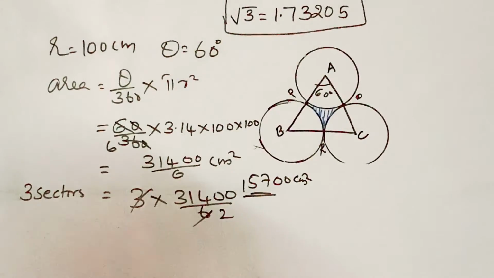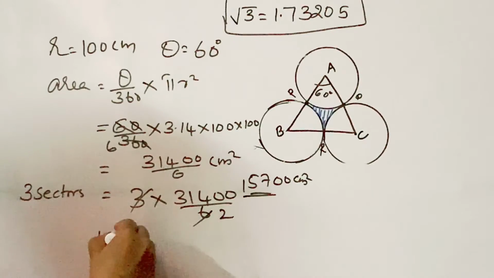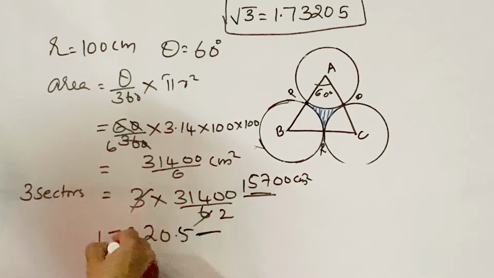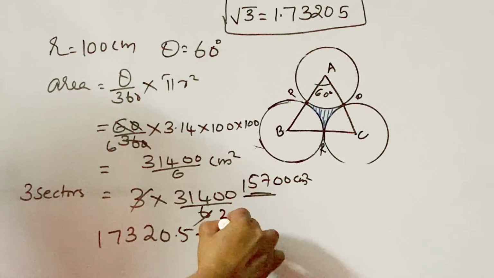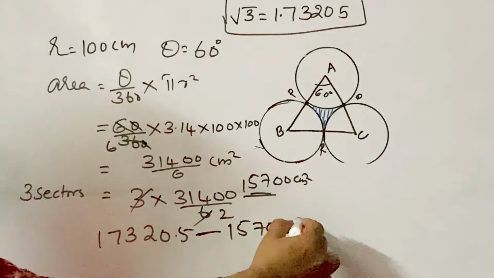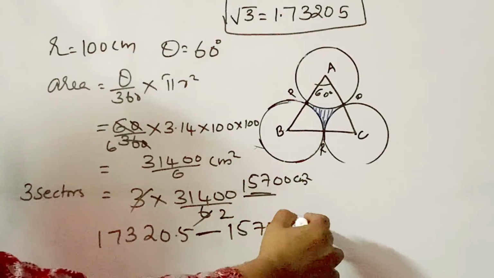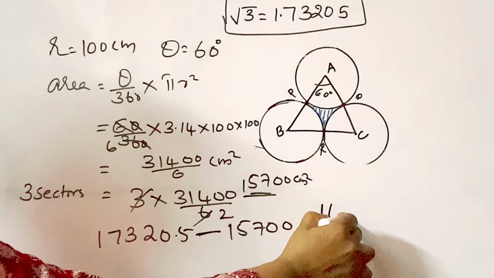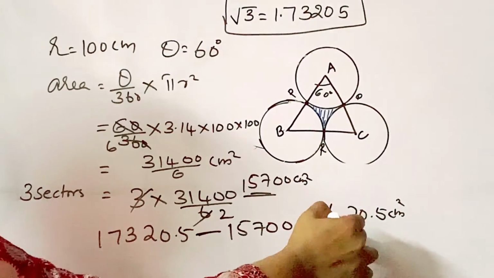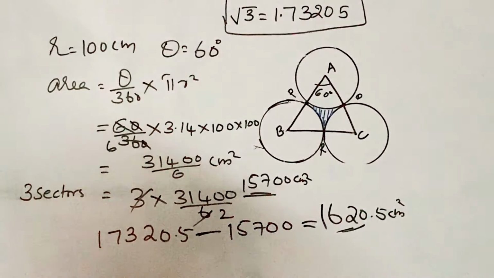Now the area of the shaded part is equal to the area of the triangle minus the area of 3 sectors. The area of the triangle is given to us. This is the area of the triangle that is given. Area of the sectors, while subtracting you will get 1620.5 centimeter squares. That is the area of the shaded part.